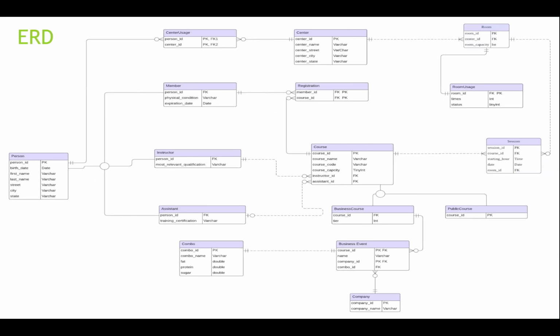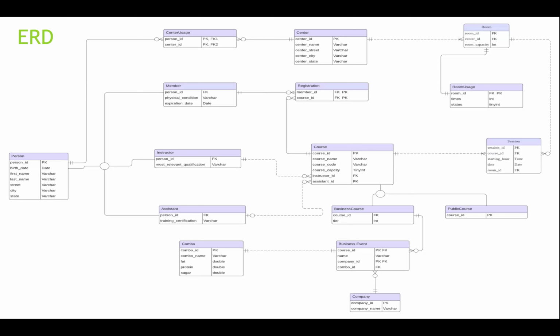This diagram shows the relationships and interactions between 15 entities. Person is the fundamental entity storing common personal details, and member, instructor, and assistant use person ID as a foreign key to inherit basic personal information from person. Another important entity is course. Course and center is a many-to-one relationship, which means a course is conducted at a specific center, and a center can have multiple courses. A course can have multiple sessions scheduled at different times.